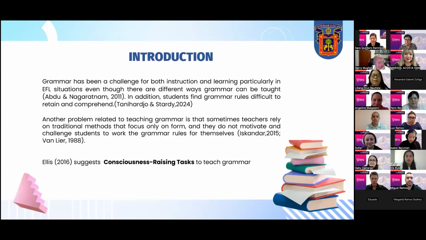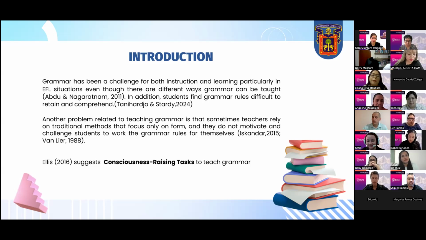For both students and teachers, since there are different ways grammar can be taught. Sometimes teachers struggle looking for the best way to teach grammar according to their context. And sometimes students as well find it really difficult to memorize the grammar rules by heart, so they cannot retain them or they cannot comprehend them. And when it comes to the grammar session during the lessons, they dislike them.